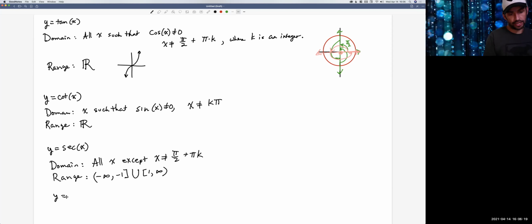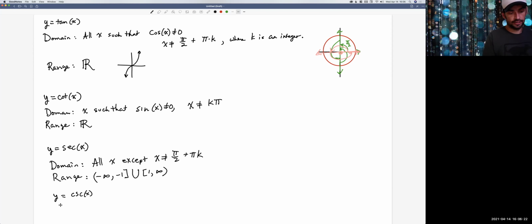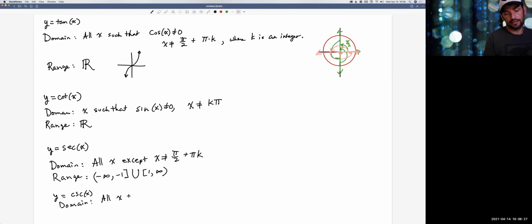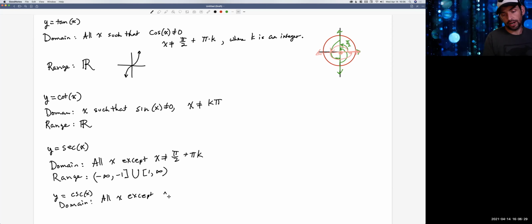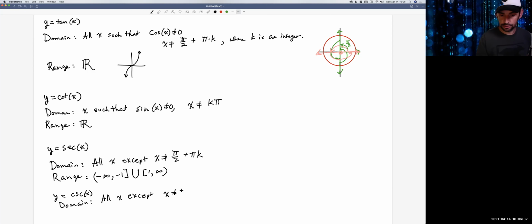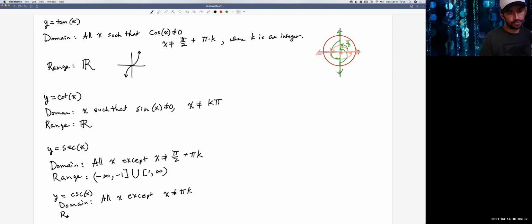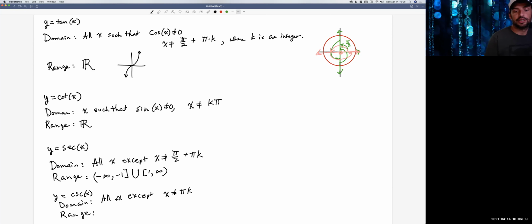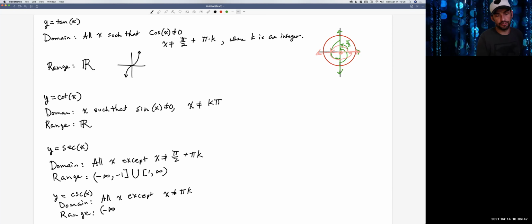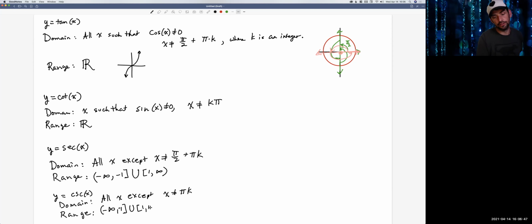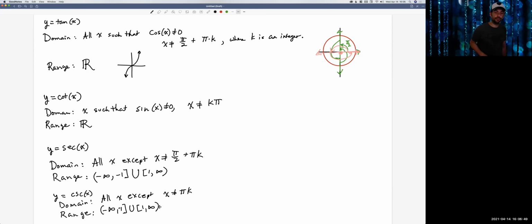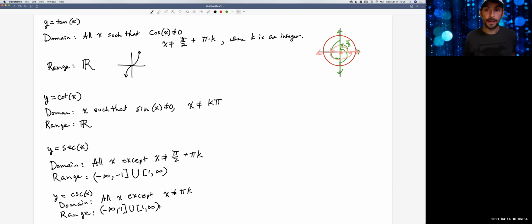And then finally, y equals cosecant of x. We'll see a similar thing, a domain of all x except where x is equal to an integer multiple of pi, and the range is going to be the same, -infinity to -1, or 1 to infinity. So we can hit all the values we want on the output except those in between 1 and -1.